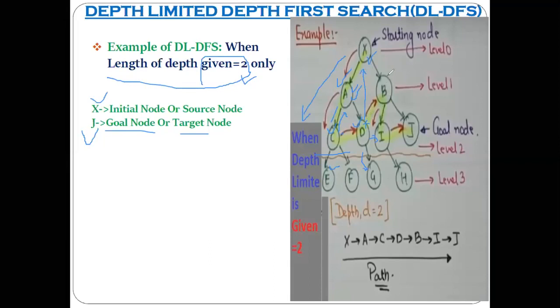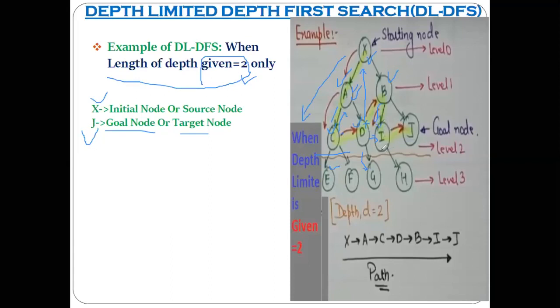Yes, sir. After backtracking, which element are you getting here? B. You need to push B onto the stack. Is B your goal node? No, sir. So you should remove it also. After removing it, you will go to the next deeper level, the children of B, that is I. Correct?